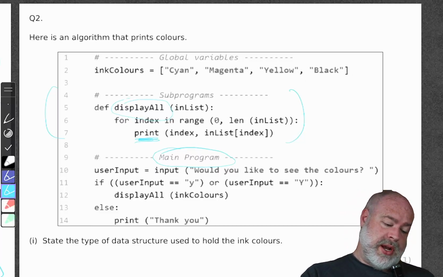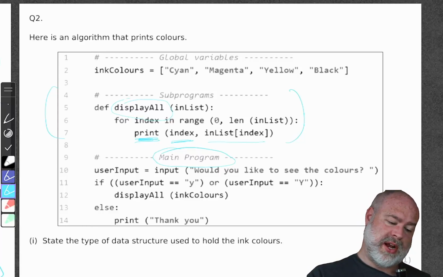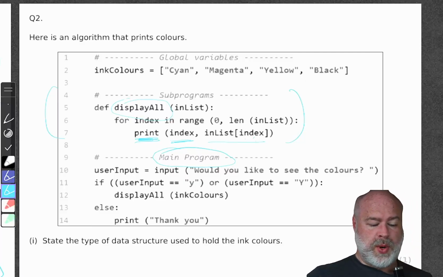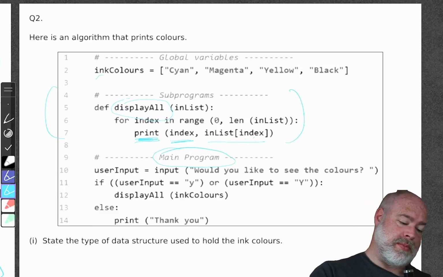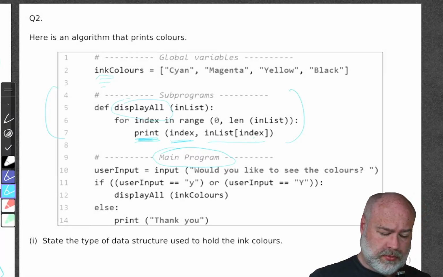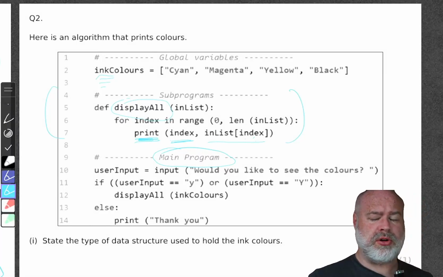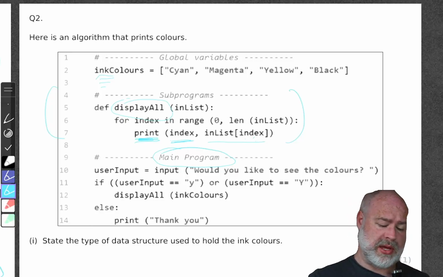Define display all in list: for index in range of 0 to the length of the list, print index, so that it just prints the index of that number and then the item in the list at that index value. So if 0 is cyan, 1 magenta, 2 yellow, 3 black. Anytime we need to display all, let's say we've got multiple arrays, then we can just use that same subprogram multiple times and reuse it.